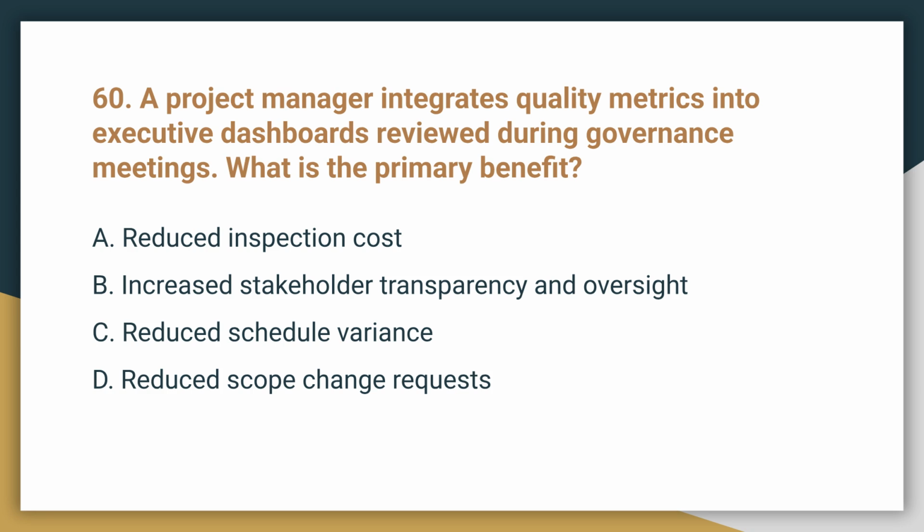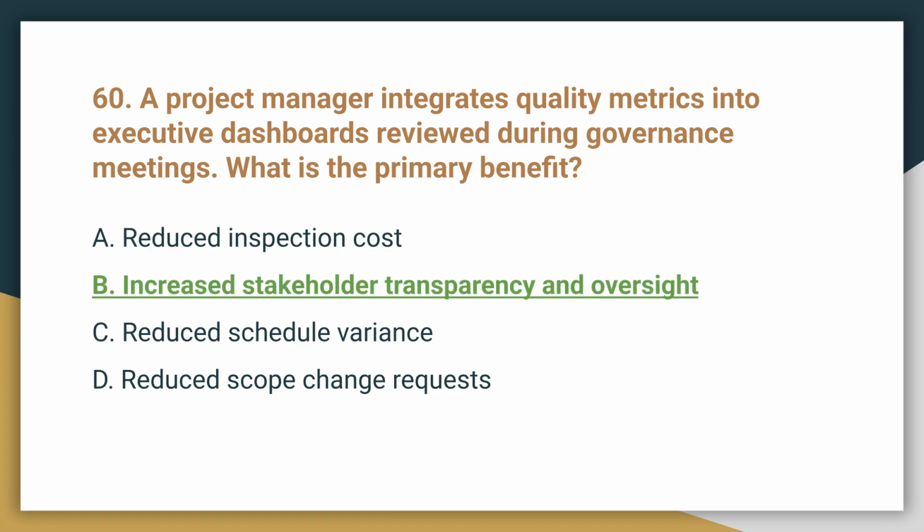Question 60. A project manager integrates quality metrics into executive dashboards reviewed during governance meetings. What is the primary benefit? The primary benefit is B. Increased stakeholder transparency and oversight. Executive dashboards ensure key decision makers have visibility into quality performance.